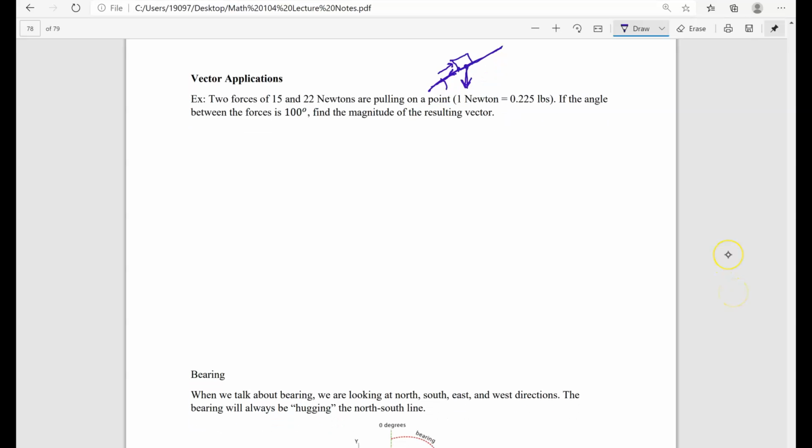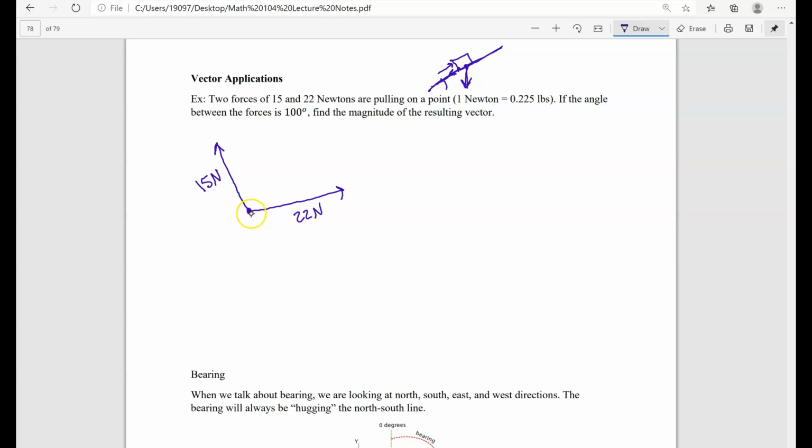Two forces of 15 and 22 newtons are pulling on a point. If the angle between the forces is 100 degrees, find the magnitude of the resulting vector. Basically, you have two different forces. You have this point, a force going this way, and another force going this way. The force going this way has a magnitude of 15 newtons, and the force going this way has a magnitude of 22 newtons.